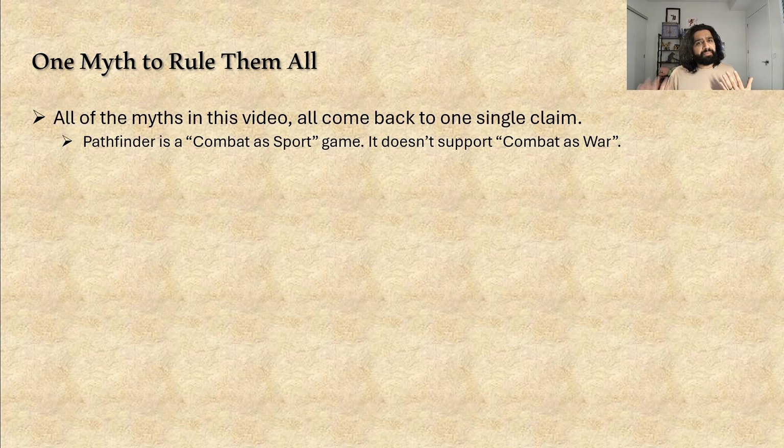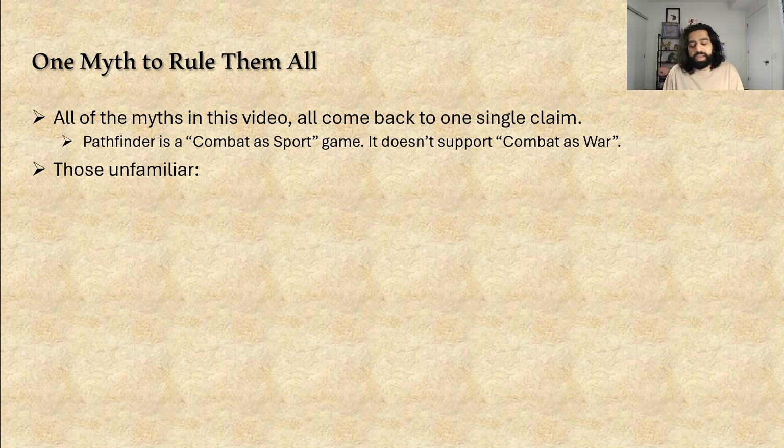Combat as sport and combat as war are gameplay styles. They're not inherent to a game. You can play an OSR game as combat as sport if you want to. You can play Pathfinder as combat as war. That being said, signposting and support is a real thing, and I hope over the course of the rest of this video, I convince you that Pathfinder actually does support combat as war. You can, of course, play it combat as sport, but you can also play it combat as war. Some of you are probably unfamiliar with these terms.